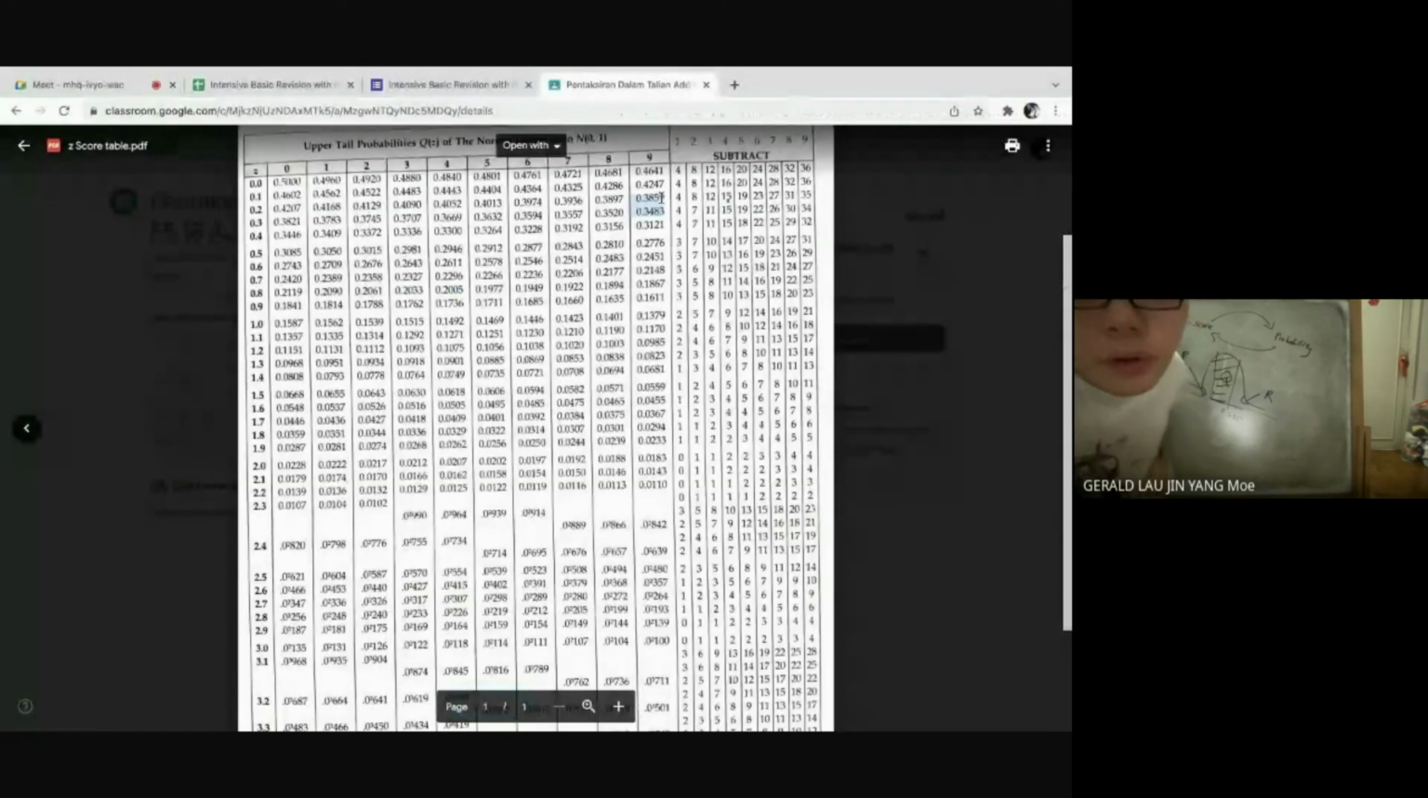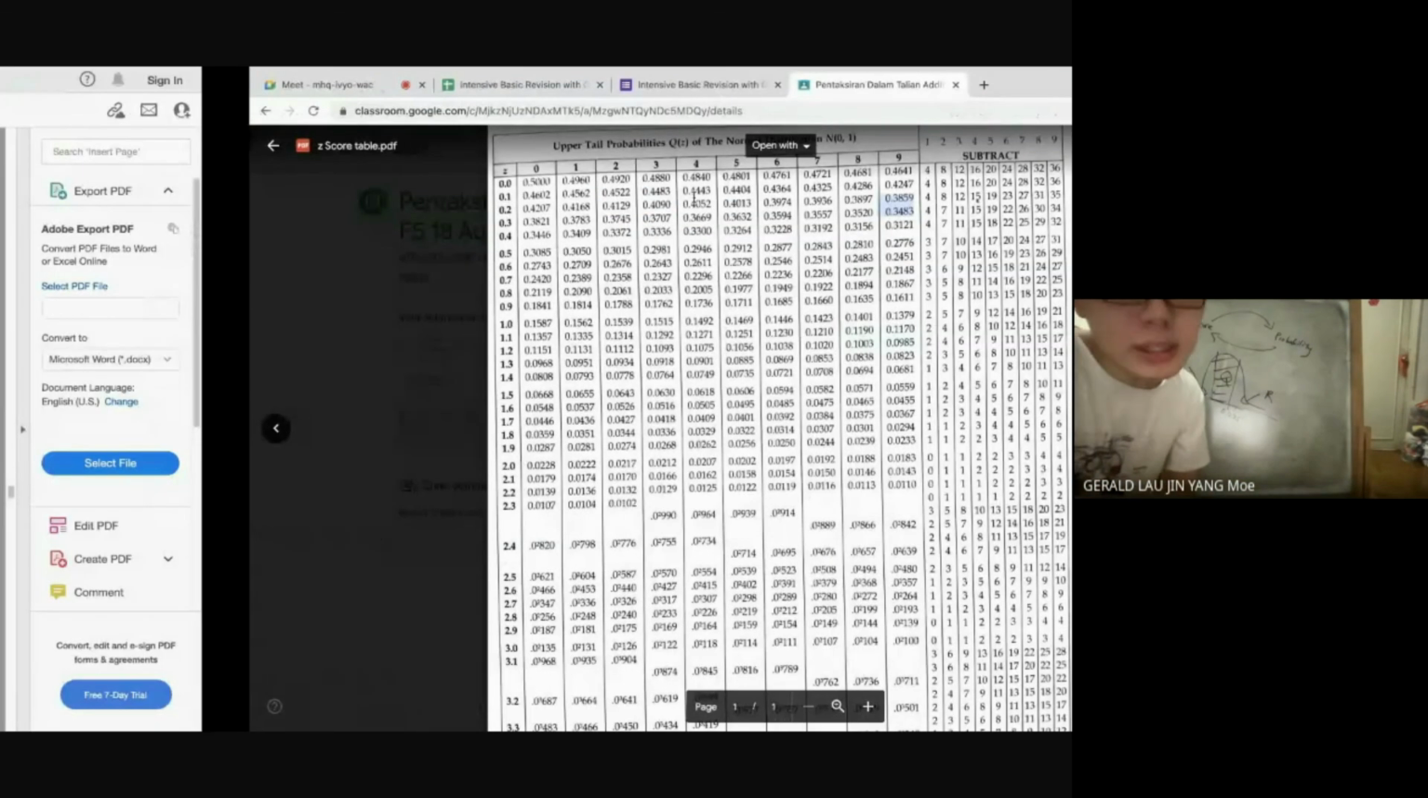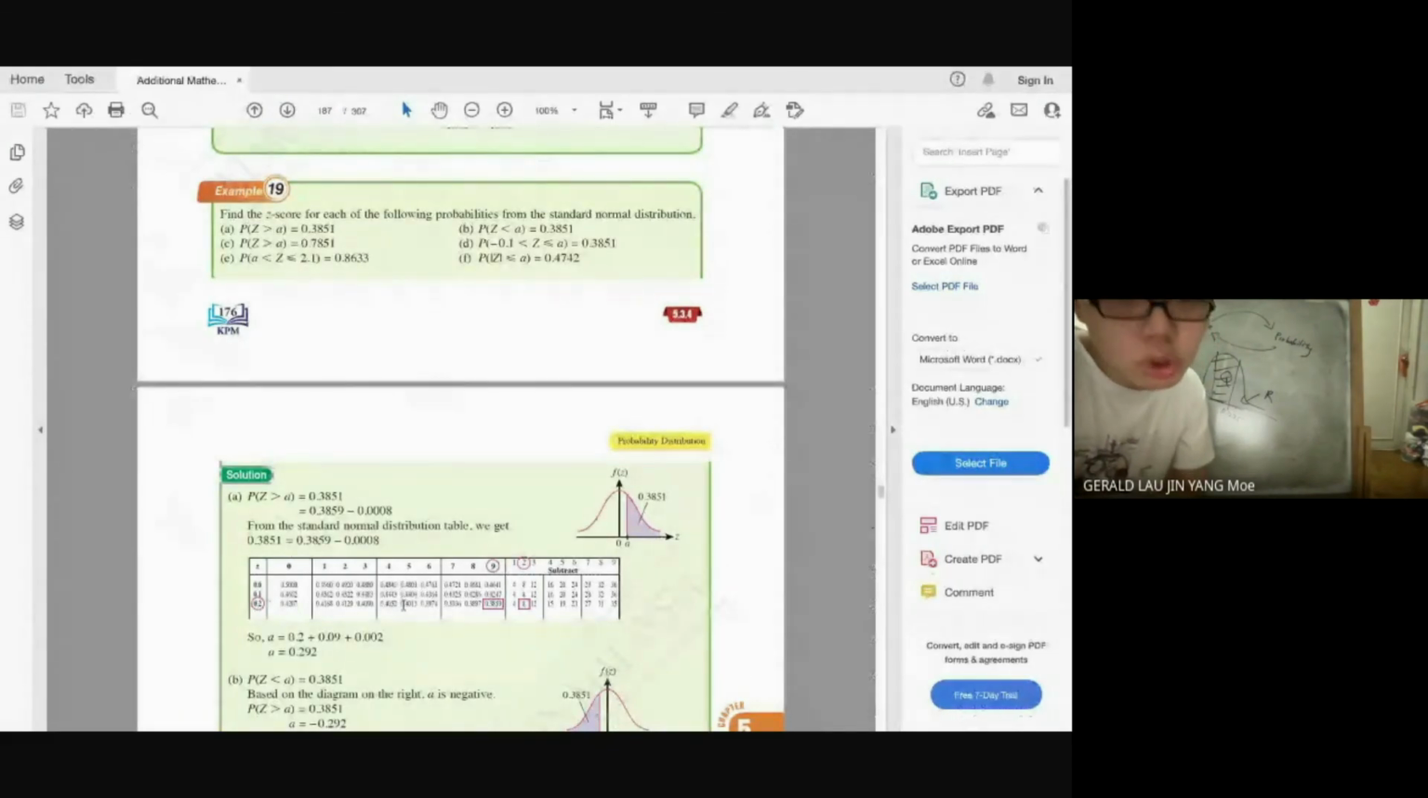So, from this one, you know the probability is here, and you have to subtract the 8 over here. So, based on that, the row is 0.2, the column is 9, and then the column is 2. So 0.292. Based on the table, you get 0.292. So that is your Z score.